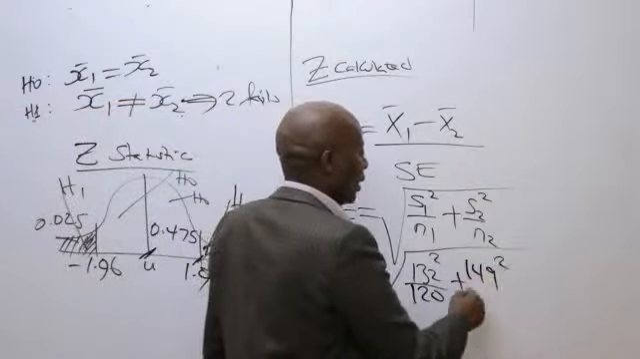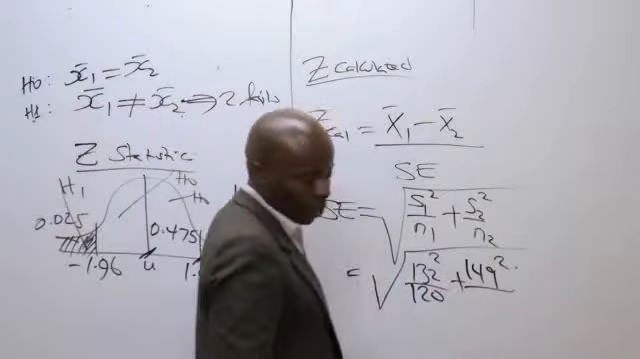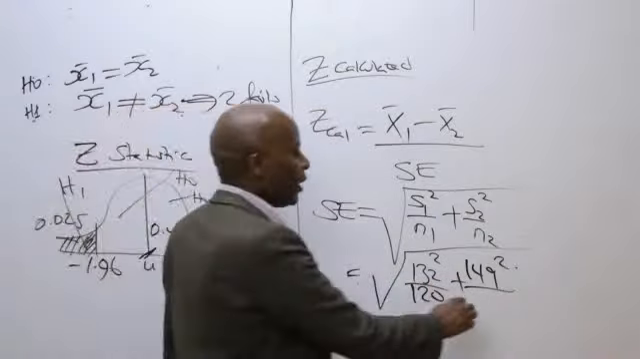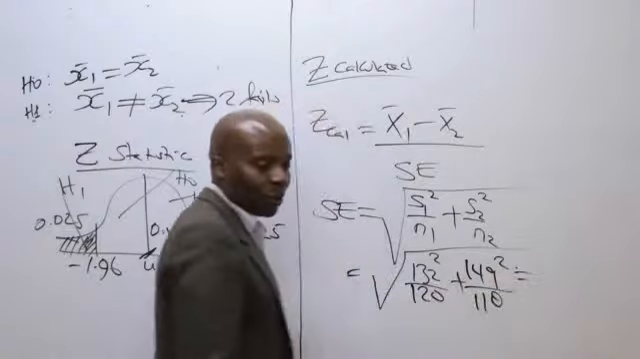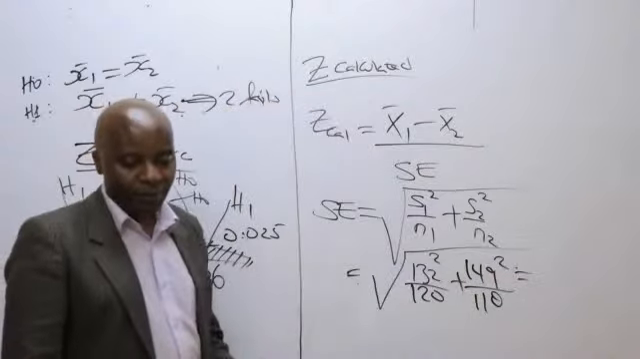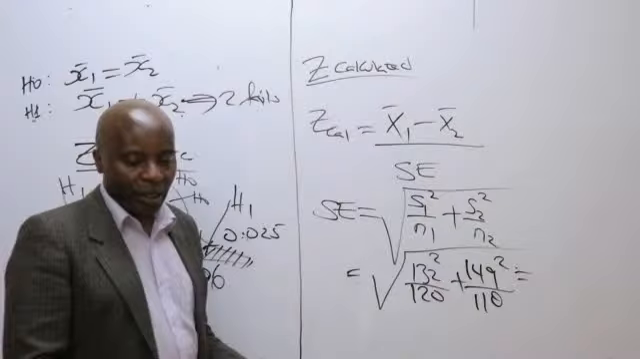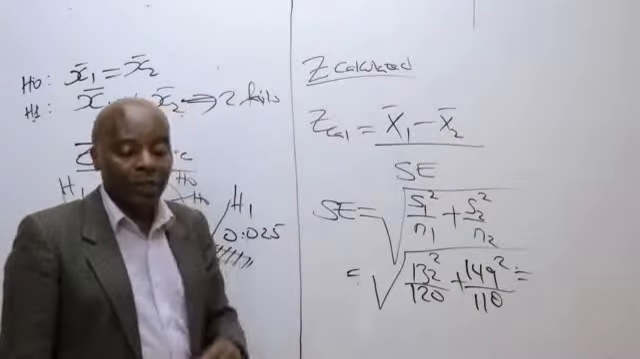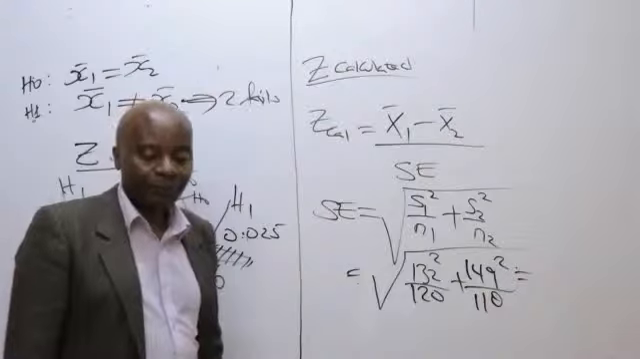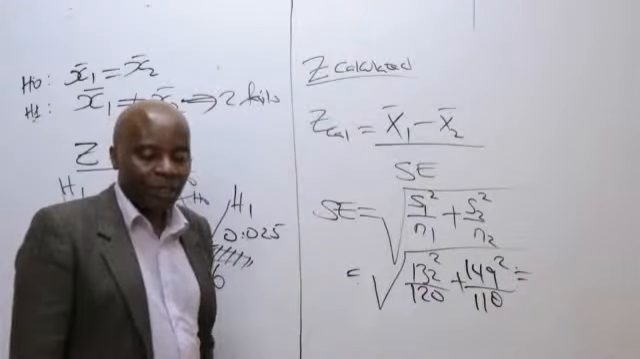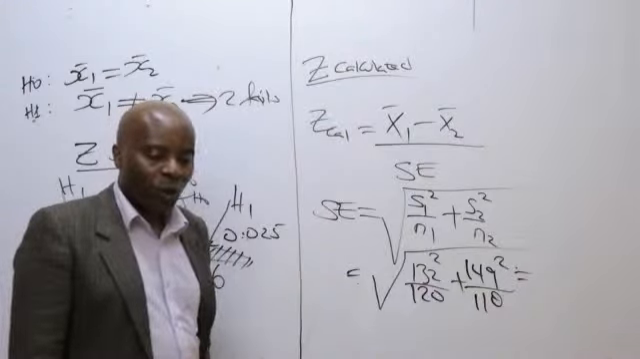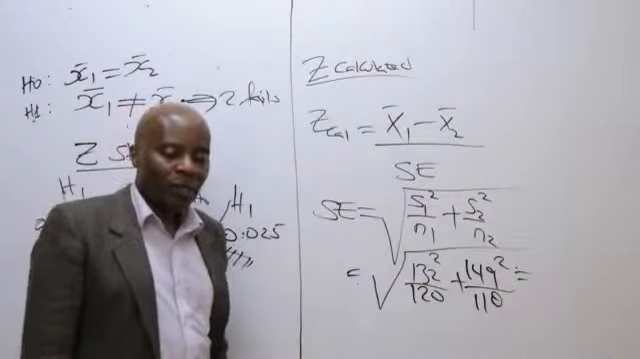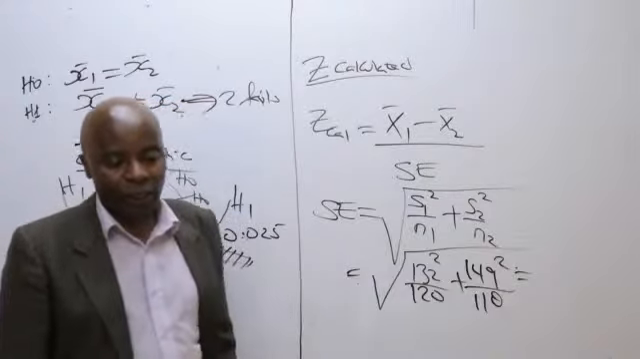149 squared all over N2, which happens to be 110. I'm able to see some students giving me an answer. I'm able to see Denzel and Lokai agreeing on some particular answer. They're giving me 18.63. But I would want to get someone else, apart from the two. Someone else should be able to confirm that answer for us.